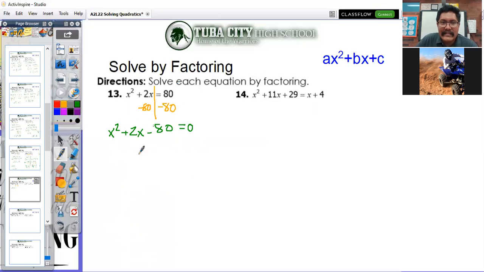All right, so there you go. I set it equal to 80, or in this case, negative 80. But we have 6 more problems. So now I need 2 numbers that multiply to 80, but if I take one and subtract it from the other, I get 2.